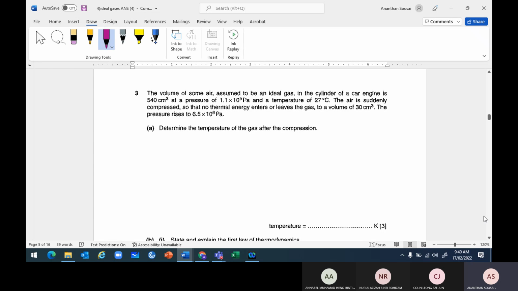This should be P1 V1 over T1 equals P2 V2 over T2, because there are two sets of readings. Pressure, volume and temperature for the first set are given. Then for the second set, volume and pressure are given, and they are asking for temperature. So P1 V1 over T1 equals P2 V2 over T2. This is the formula that should come to your mind. Then just find T2, the temperature. That's all, right?